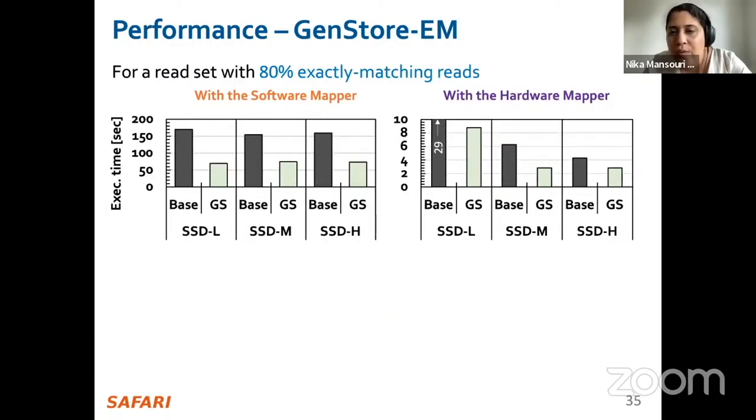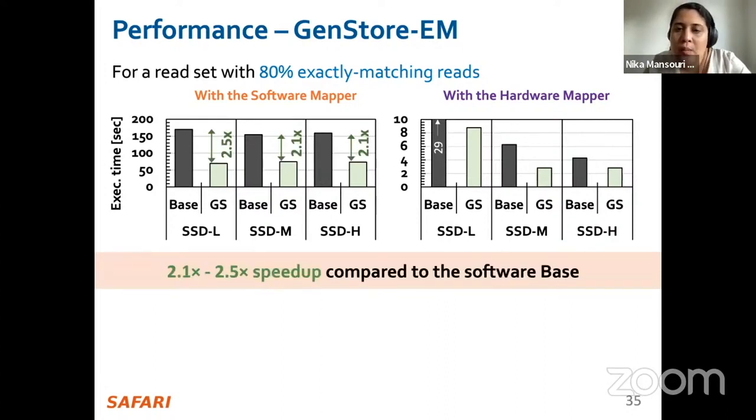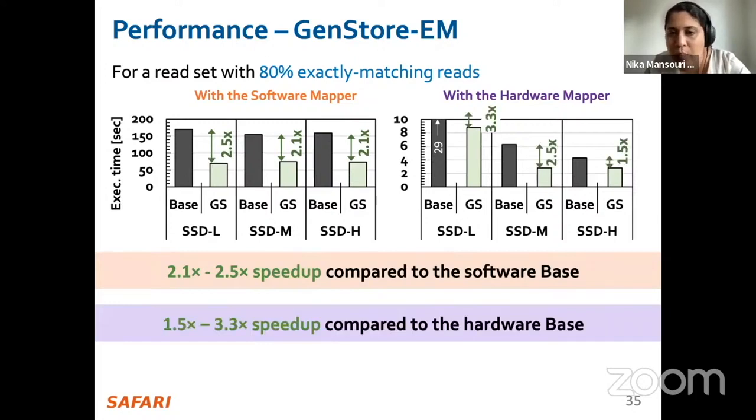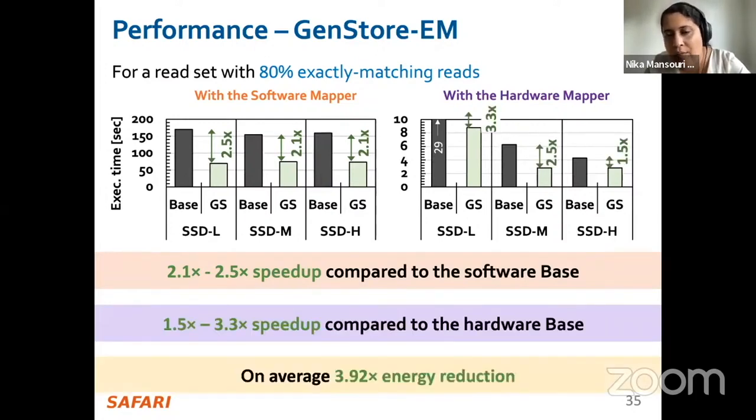So we analyzed the benefit of GenStore EM for a 22 gigabyte short read set where 80% of reads exactly match some subsequences in a reference genome and can be filtered. We show the benefits of GenStore on software and hardware read mappers. GenStore provides up to 2.5 times speed up compared to the software baseline and up to 3.3 times speed up compared to the hardware baseline. GenStore provides an average 3.9 times energy reduction.